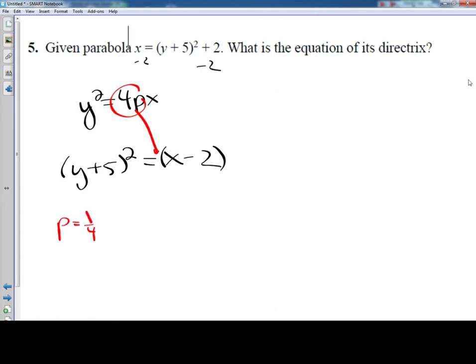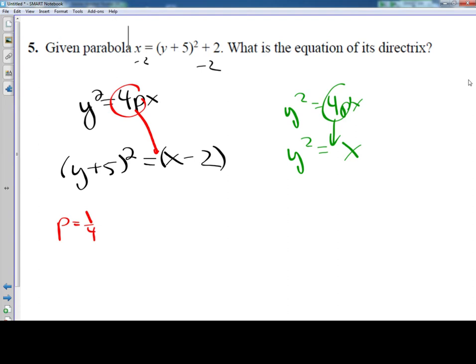If p was how much? 1/4. Good. Wait, wouldn't negative 2 be p? No, because it's times something. Oh, okay. It's not minus something. I'm still lost on how you got 1/4. Okay. By doing this, all that 5 and this have become are translation values. So if I ignore those, I've got y squared equals x. So how does y squared equals 4px become simply 1?